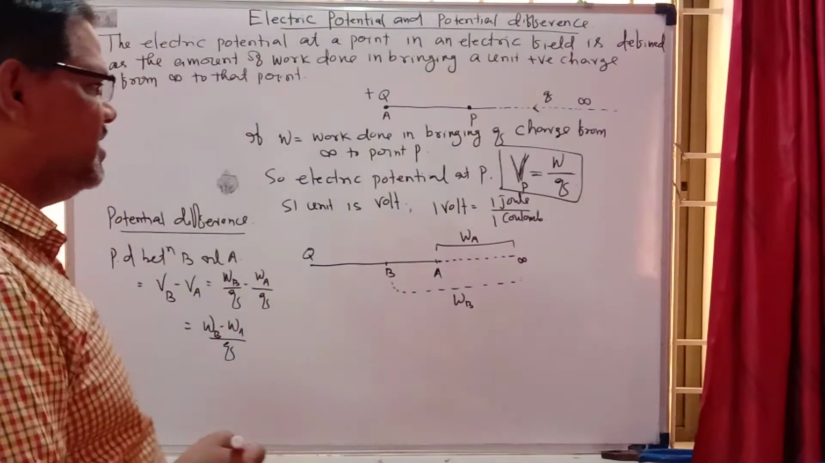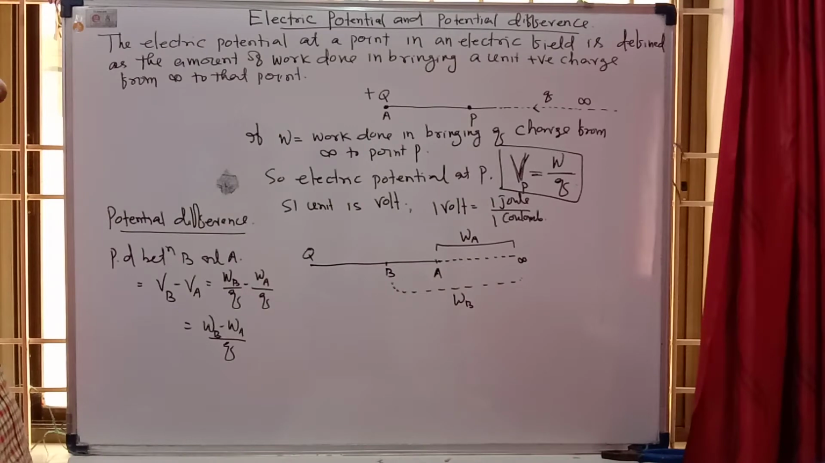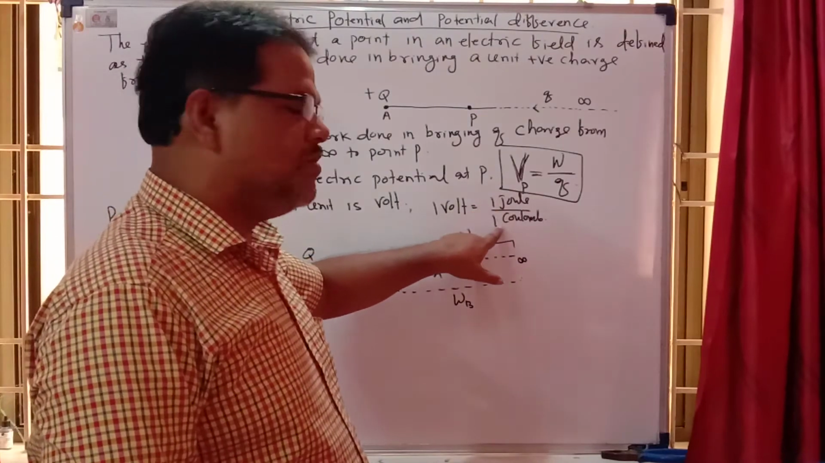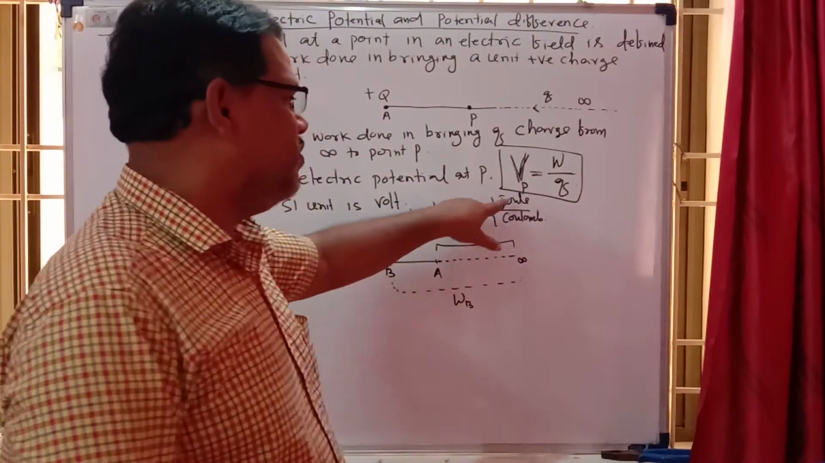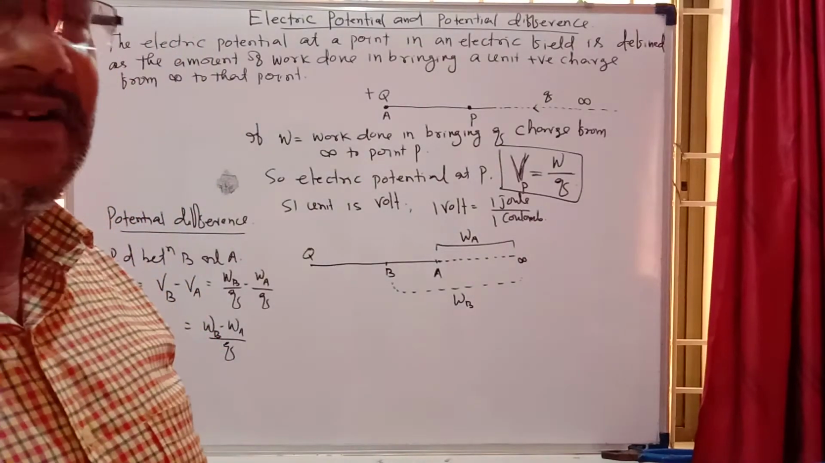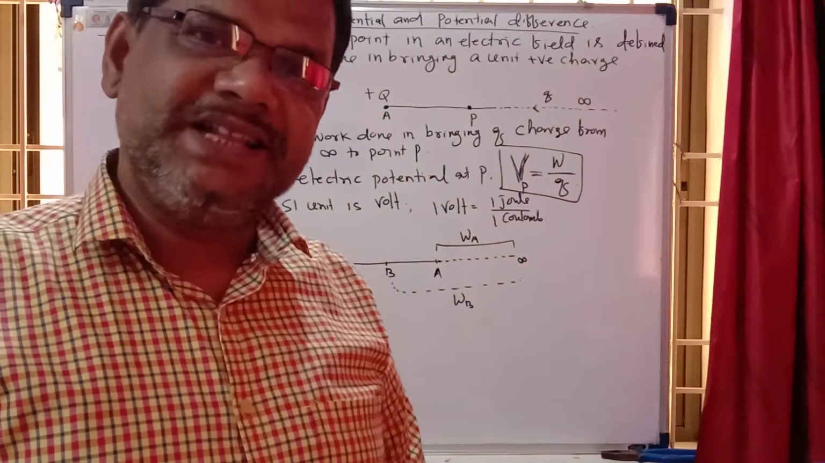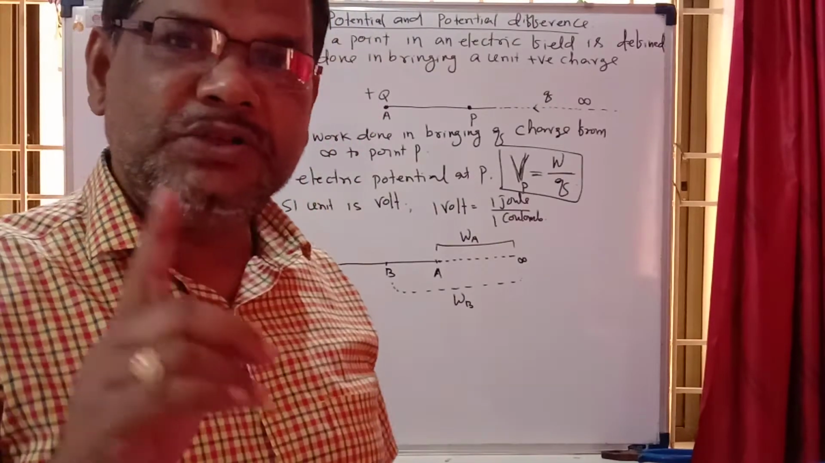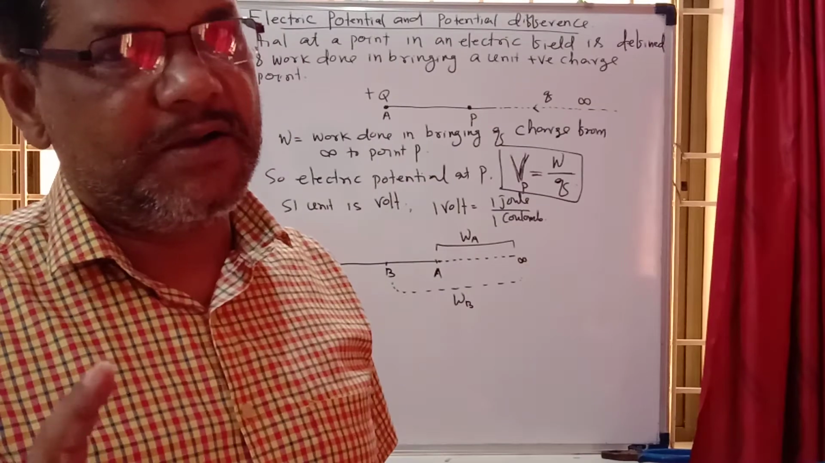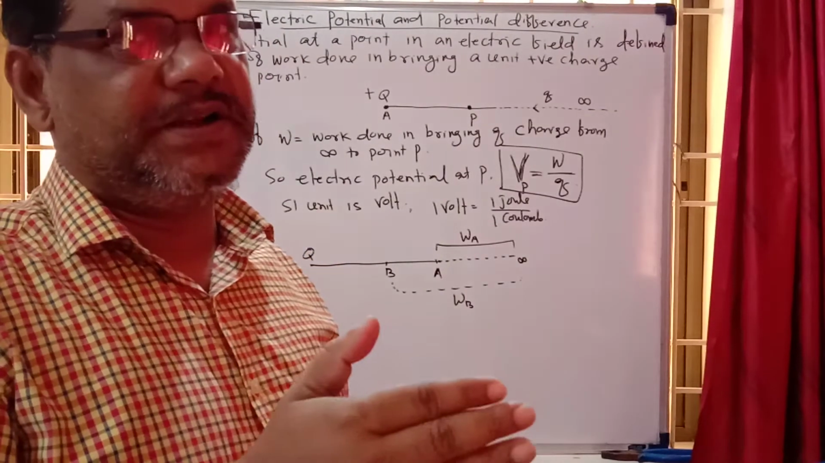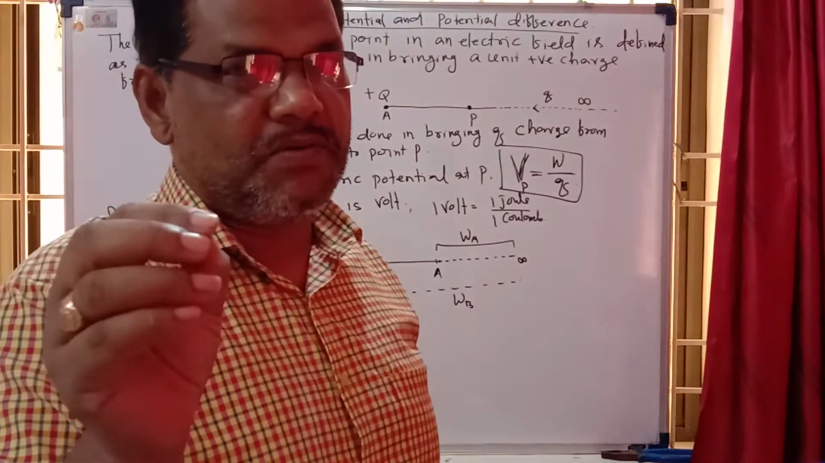What should be the unit of that potential? The SI unit of potential is volt. So 1 volt equals 1 joule per 1 coulomb. What is the definition of potential? The potential at a point is said to be 1 volt if 1 joule of work is done in bringing 1 coulomb charge from infinity to that point. You should write this definition for 1 volt also.